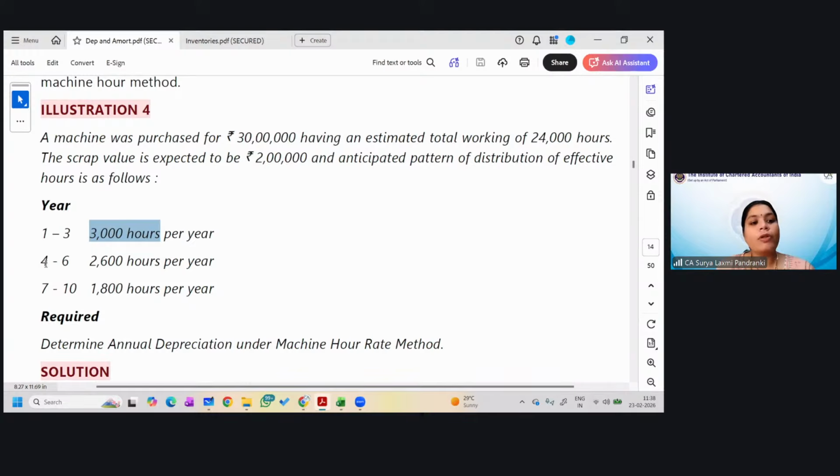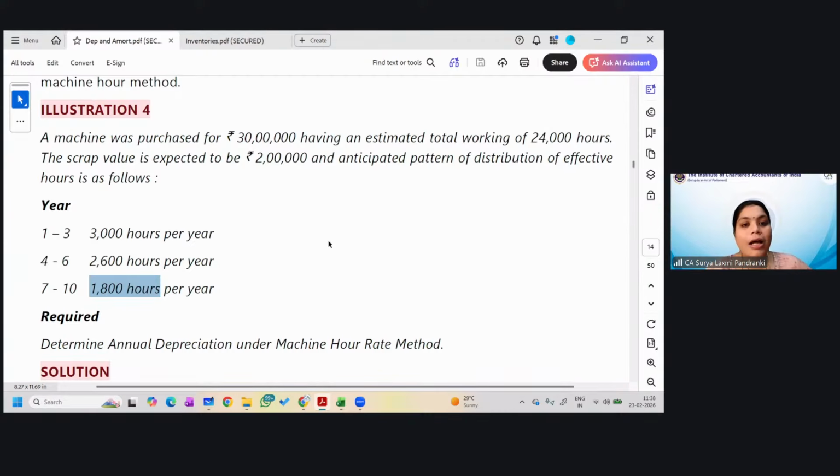right? And in the fourth, fifth, and sixth years, I will use 2,600 hours per year. And in 7 to 10 years, I will use 1,800 hours per year, which means I am distributing the 24,000 hours in 10 years. It can be different for different machineries. All the machineries will not work in the same way. The expected life of the machinery is 24,000 hours.